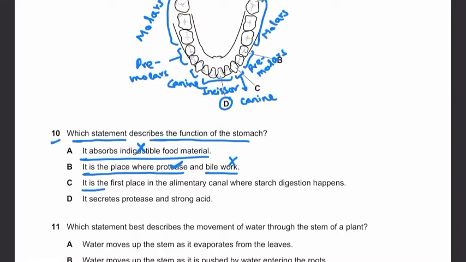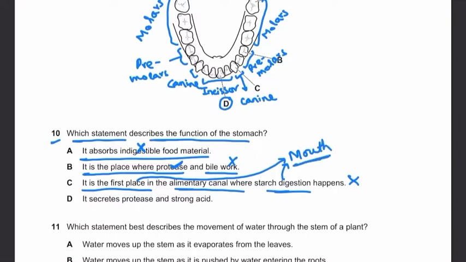It is the first place in the alimentary canal where starch digestion happens. So guys, this is the wrong statement, because the first place for starch digestion is the mouth. Starch digestion begins in the mouth because the mouth contains salivary amylase, which breaks down starch.